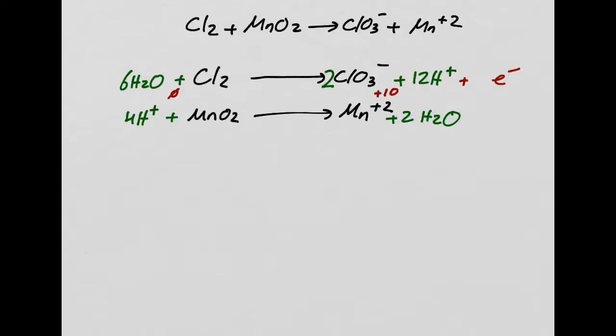Now, how many electrons do I add to balance it out? Hopefully you're yelling 10 electrons, because then I have 10 minus 10. This would be 0. It matches up with this one. We're trying to match up the number of charges.